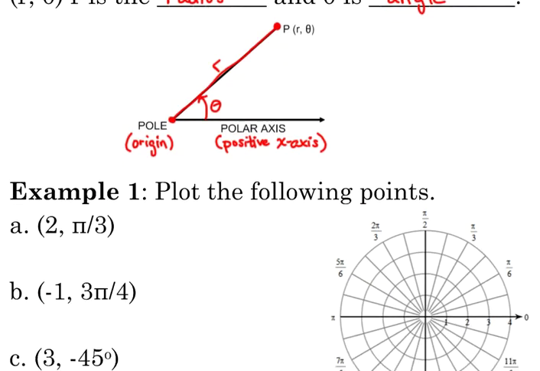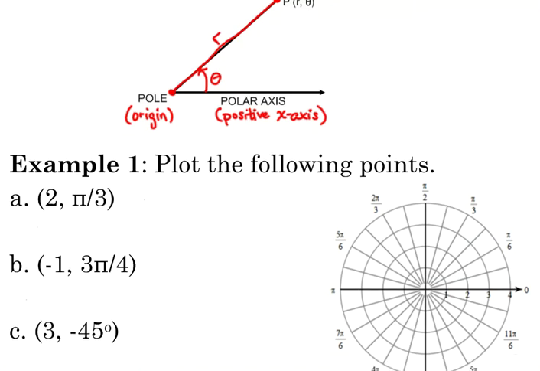Okay, so we can use the polar system with radians. We can also use it with degrees. So you'll see on that piece of paper that I gave you, one of the coordinate axes is with degrees, one of them is with radians.